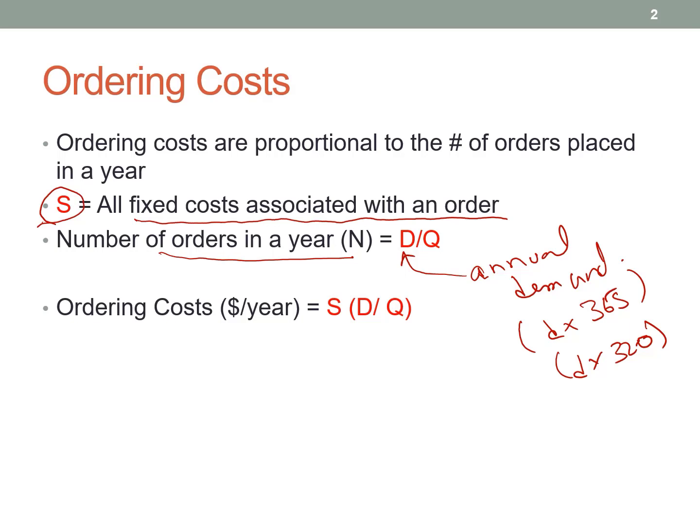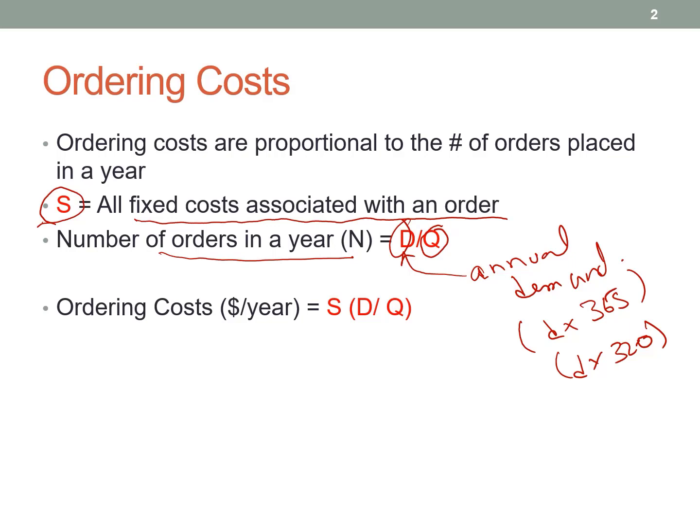We divide the annual demand by the quantity that is ordered in one order. If I place one order, I order Q units. Q is my ordering quantity. When I divide capital D by Q, I get how many orders I need to place in a year so that I can sell capital D units. If I am selling 1,000 units, I must place orders for 1,000 units. If each order is for 200 units, then I need to place 5 of these orders over the whole year to be able to sell 1,000 units.